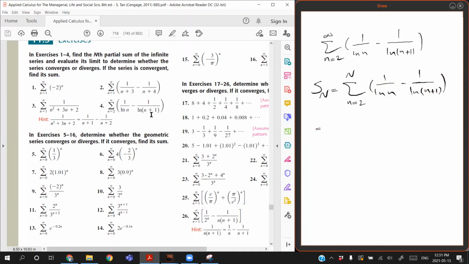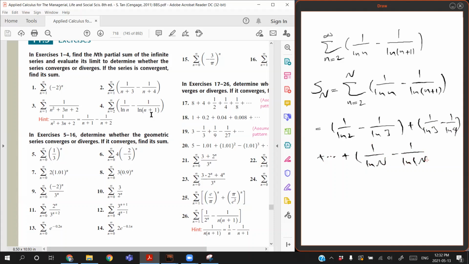So when n is 2, I'm going to get 1 over ln of 2 minus 1 over ln of 3 plus. Then the second term is going to be when n is 3: 1 over ln of 3 minus 1 over ln of 4. And this continues up to when n is uppercase N. So I get 1 over ln of uppercase N minus 1 over ln of uppercase N plus 1.